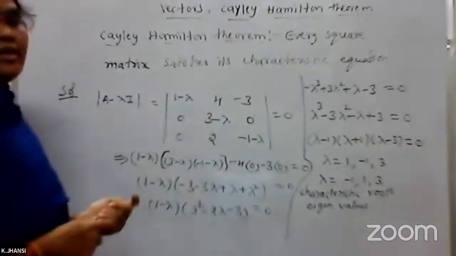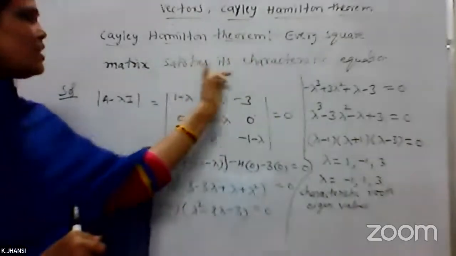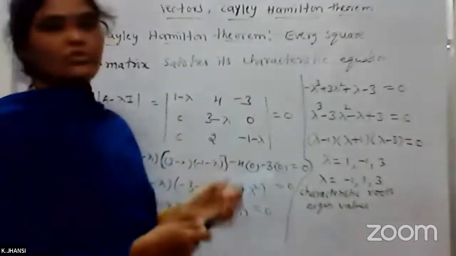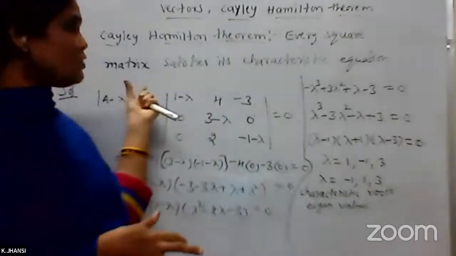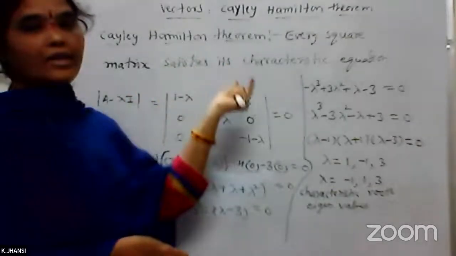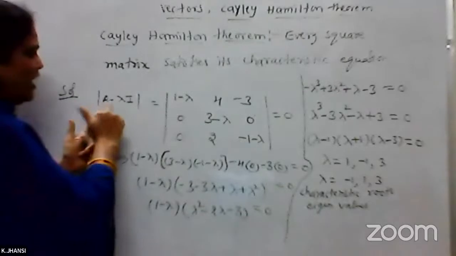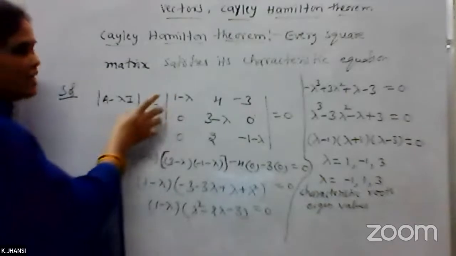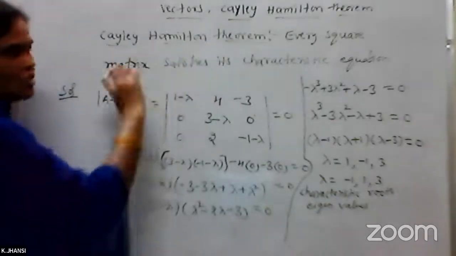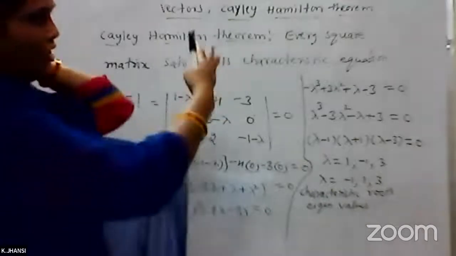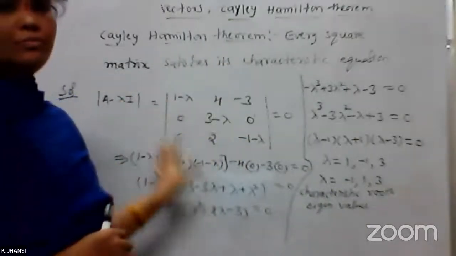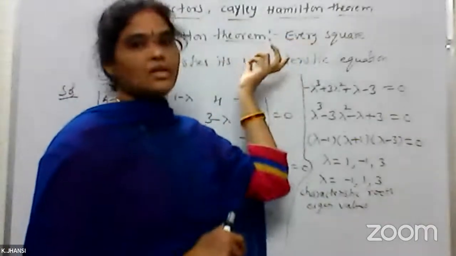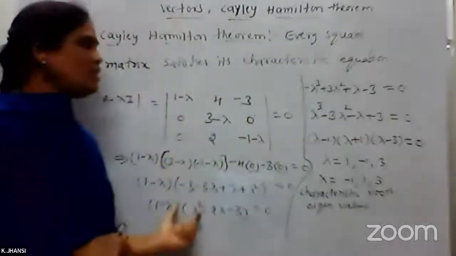So the Cayley-Hamilton theorem statement is that every square matrix satisfies its characteristic equation. Every square matrix means whether it is a 2 by 2, 3 by 3 or 4 by 4 square matrix, any square matrix satisfies its characteristic equation. The characteristic equation is determinant of A minus lambda I equals 0. You have to do this with the help of the proof, and show that the statement given in the theorem is correct and satisfies the conditions.